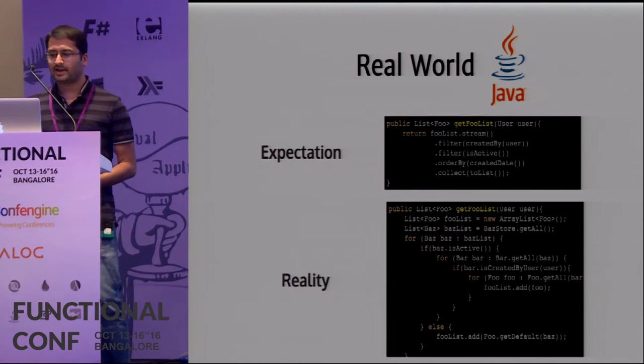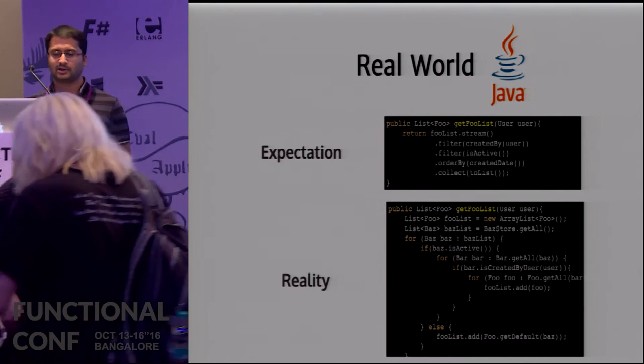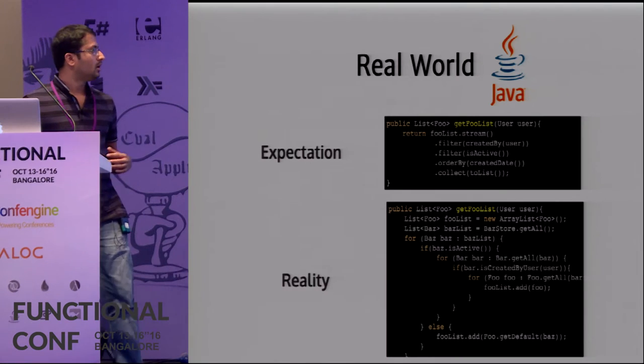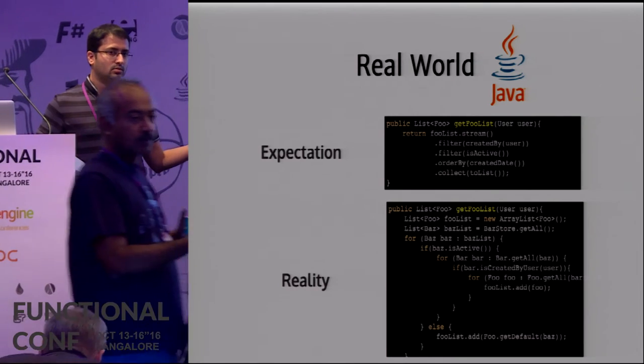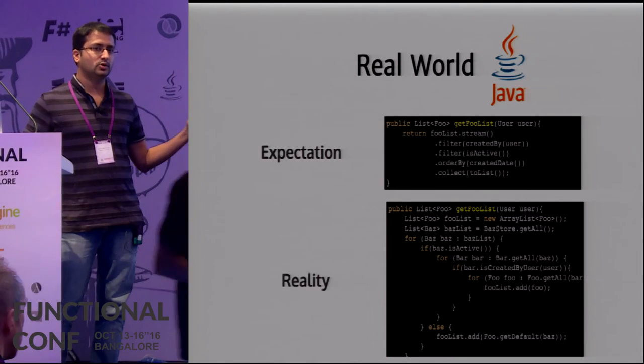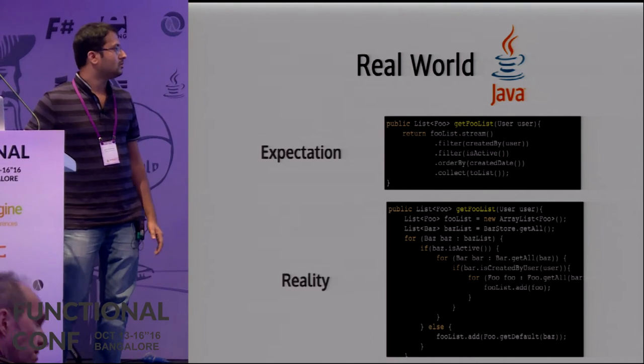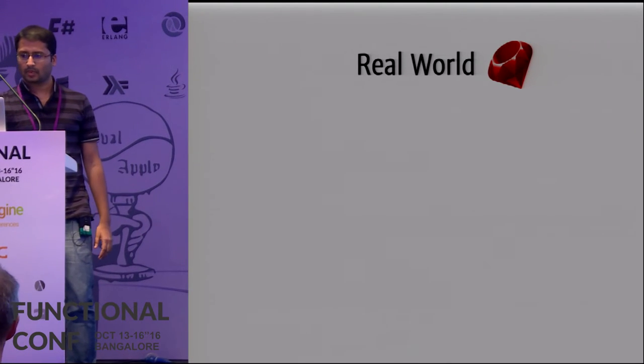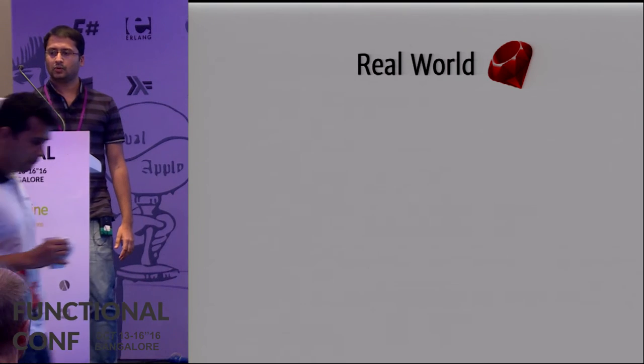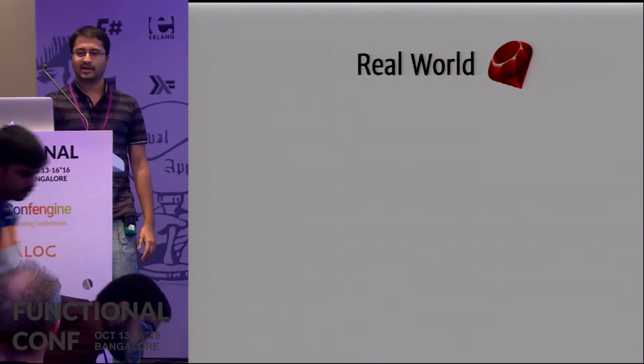We spend most of our time thinking about the how part of the code instead of the what part of the code. Actually, the code is not visible. I can change it. Can you just confirm if the code is visible? Okay.